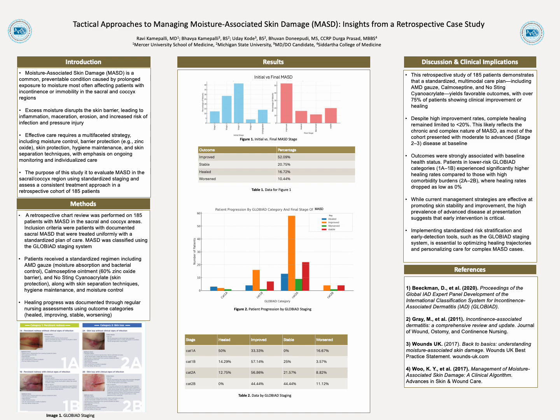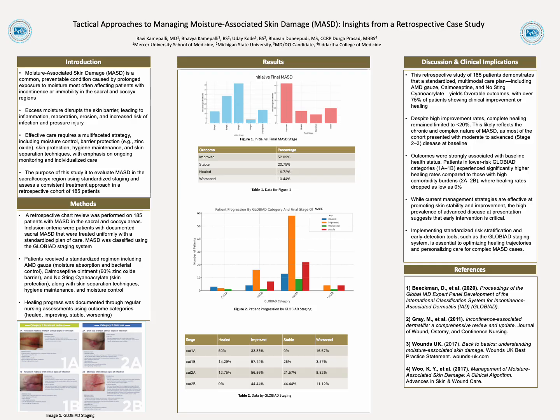The significance of this project lies in the fact that MASD is frequently underrecognized or misclassified in clinical practice. When we fail to identify it early, the excess moisture disrupts the skin barrier, which can lead to inflammation, maceration, erosion, and a significantly increased risk for both infection and pressure injuries.